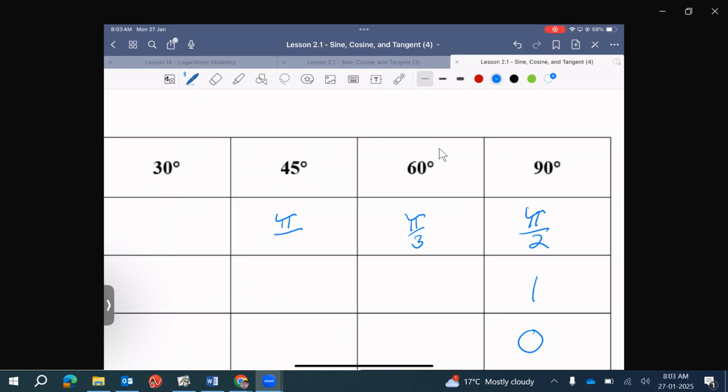Another one to help you is this one. What's half of 60? What's half of pi over 3? Pi over 6.